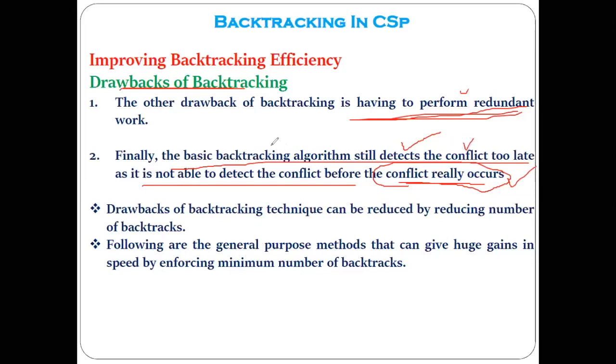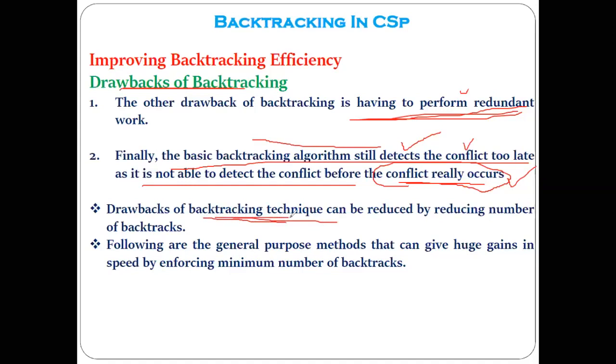And that is another disadvantage. The backtracking algorithm still detects the conflict too late. We are not able to detect the problem before it occurs. We can't detect the conflict as early as possible. And now, such kinds of drawbacks we need to reduce.